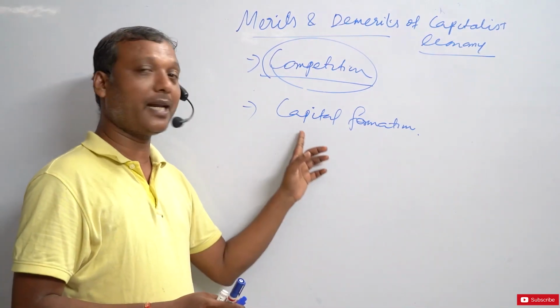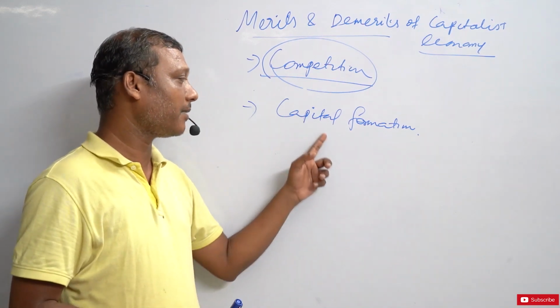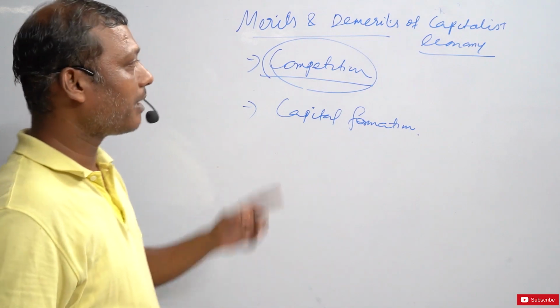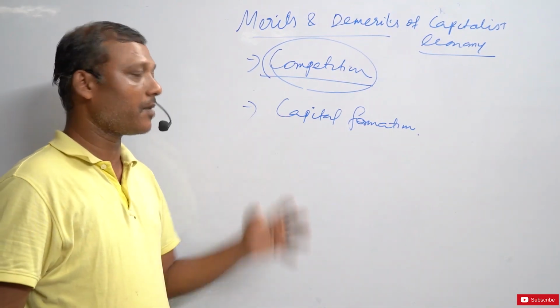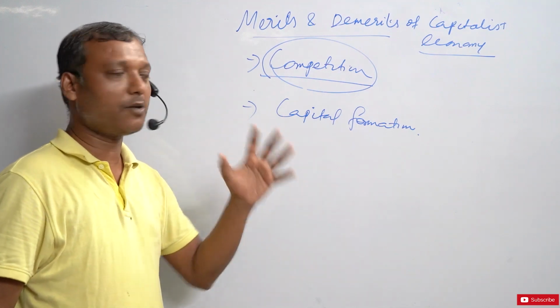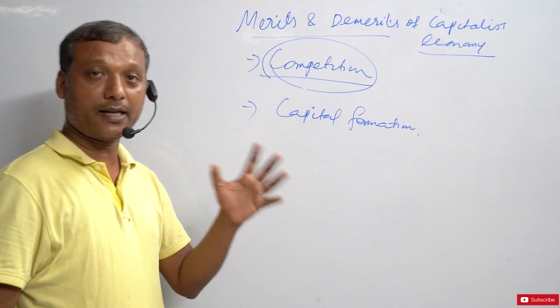That is why capital formation is the real feature of capitalist economy, and it is one of the greatest advantages of capitalist economy, we can say. You can see that in different parts of the world, different countries are trying to gather capital. Without capital, a country cannot develop.